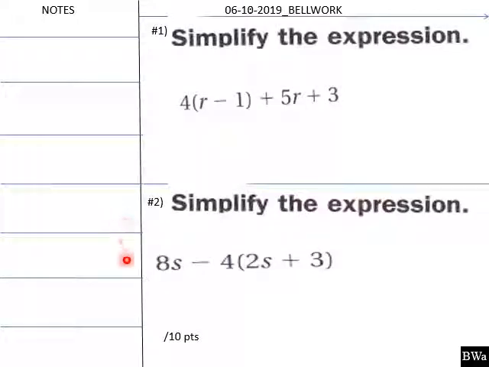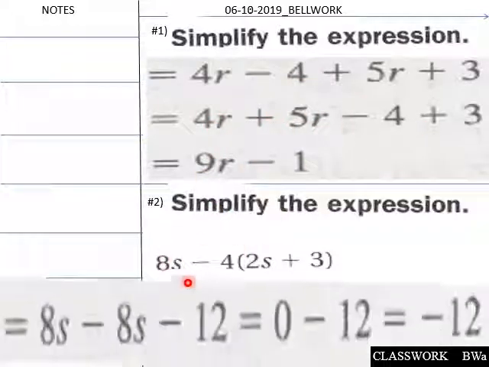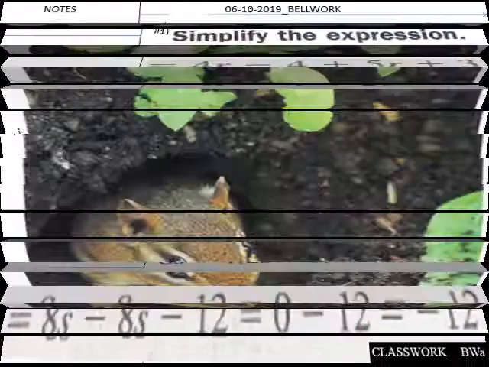Okay, welcome back. Our solution for number 1 is 9r minus 1. When you combine everything, 4r, you move this over here. So we're grouping similar expressions together to make it easier to combine and simplify. Then over here, we have to distribute our multiplication through, which is negative 8s minus 12, and then we combine: 8s minus 8s, and then negative 12.